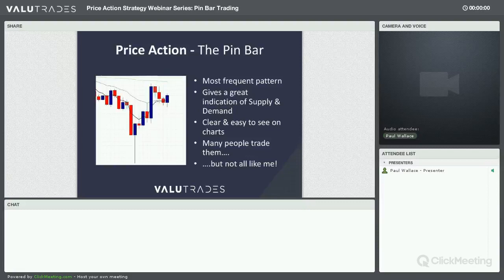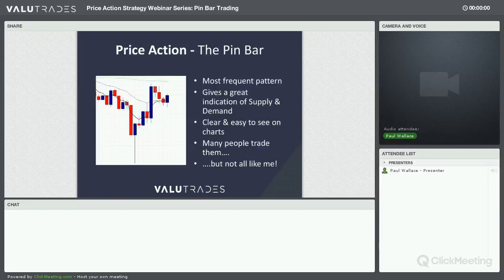So, what is the pin bar? Well, it's probably the most frequent pattern that you'll see in markets. It's very popular. You can Google pin bars, and you'll find all sorts of information that will come back to you. But invariably, with all that, there are still some smarter ways to trade it. And one of the great things it does is give us a great indication of supply and demand within the markets, and they're very clear and easy to see on charts.